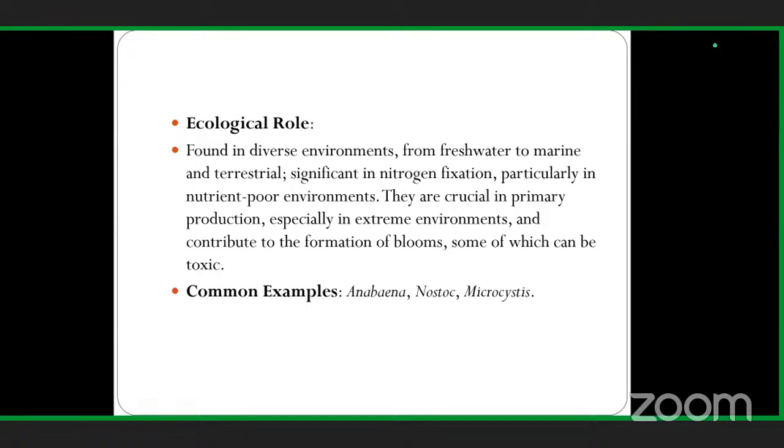Later, in a chapter, I think 11 or 12, I forgot, you will have to learn the Nostoc and Anabaena relationship, like how Nostoc and Anabaena help in the soil to improve soil quality and in nitrogen fixation. So these are their roles.